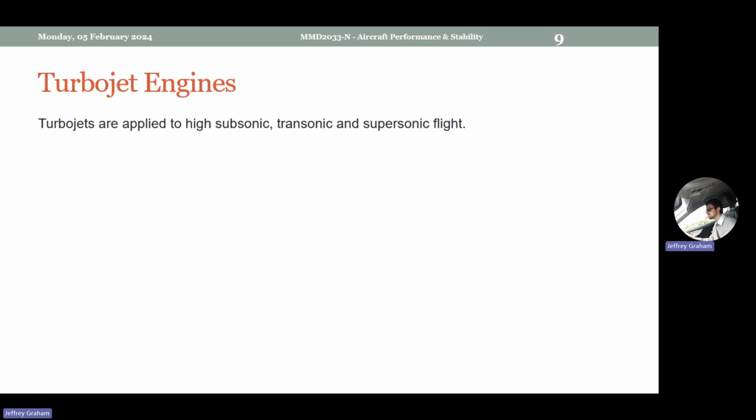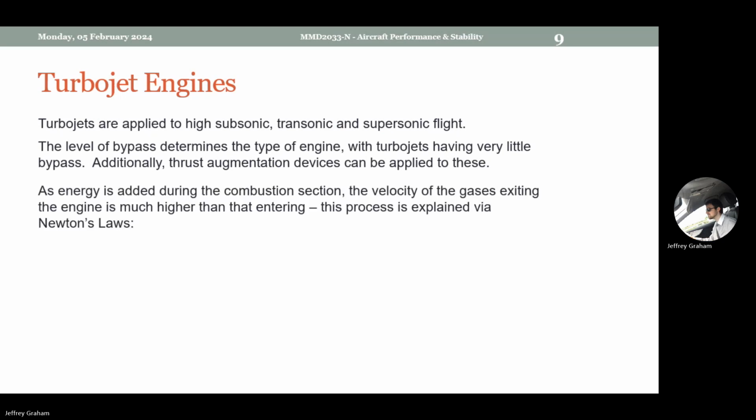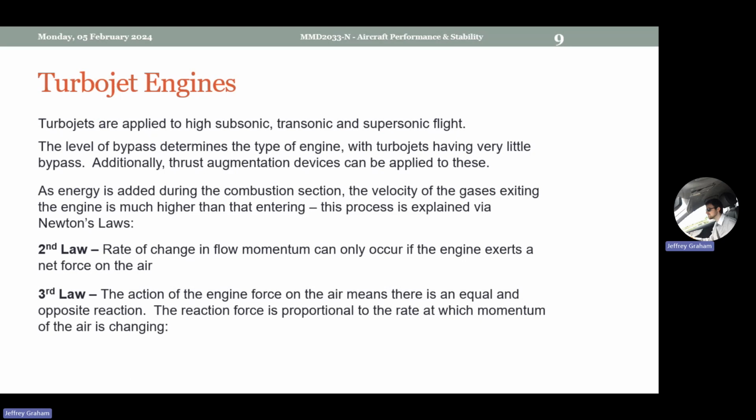Right, so turbojets, this is without a bypass, but with an afterburner. Very good for high subsonic, transonic, and supersonic flights. Can't emphasize that it's only turbojets where you've got the thrust augmentation, so the afterburner. Right, Newton's second law involved in this. Second law, F equals ma, rate of change in momentum. You're changing the mass, you're changing acceleration, you're producing a lot of force. Third law, equal and opposite reaction. So you push something backwards, it wants to push forwards as well.